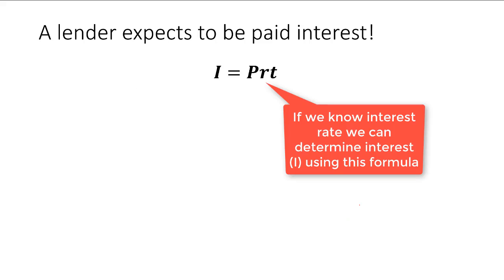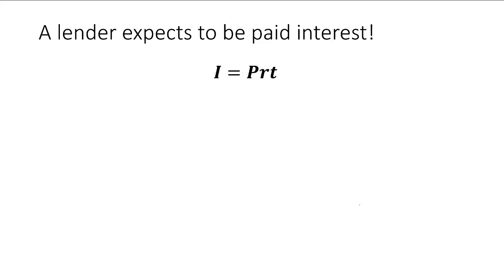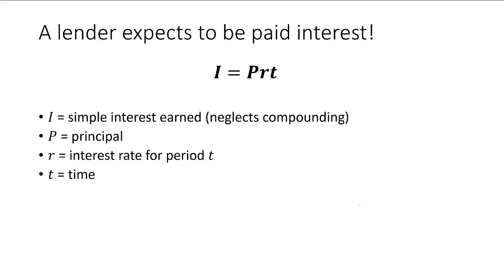We can also calculate interest by this formula, where the interest that a lender expects to be paid can be calculated by multiplying the principal, that's the amount that is invested, times the interest rate for the period, multiplied by the time period, which is lowercase t. So if you multiply all those together, it gives you the simple interest earned. Now this neglects compounding, which I'll talk about later in this screencast.